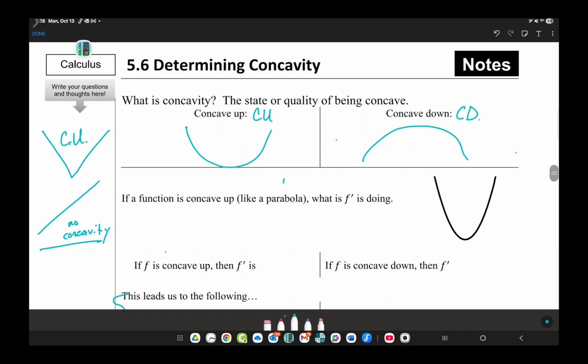So let's see what is happening to a function to determine where it is concave up and concave down. Let's see what the derivative is doing. As of right here, I take a tangent line here, and here, and here, and here. So I'm going from a negative value, negative, negative, negative, to 0, and then positive, positive, positive, positive.